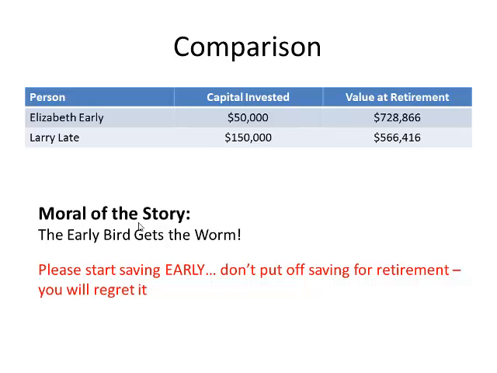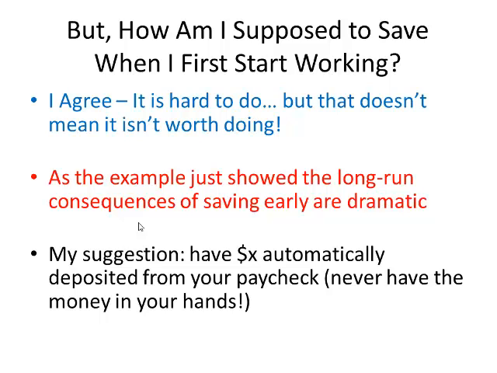Elizabeth, in this example, by starting to save in her 20s, ends up, even though she only saved for 10 years, which is probably not accurate, she would probably be saving her entire life. But in this example, by saving only 10 years, she ends up with far more money than a person who starts saving late.